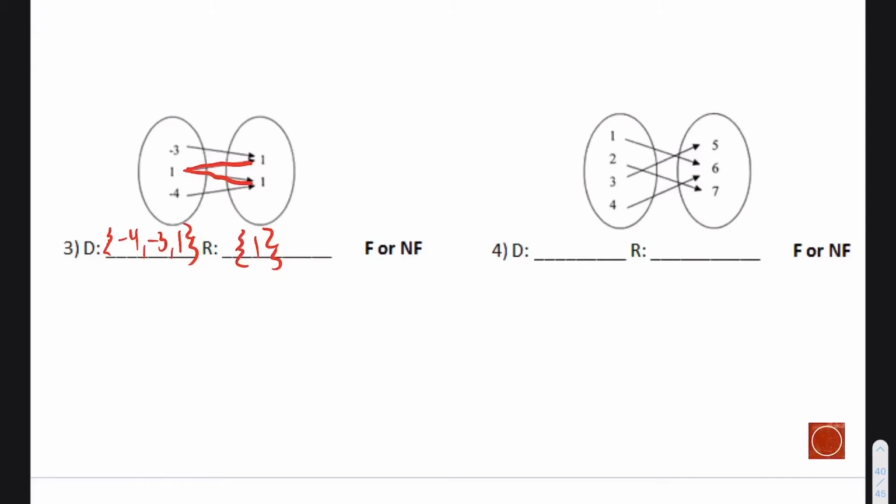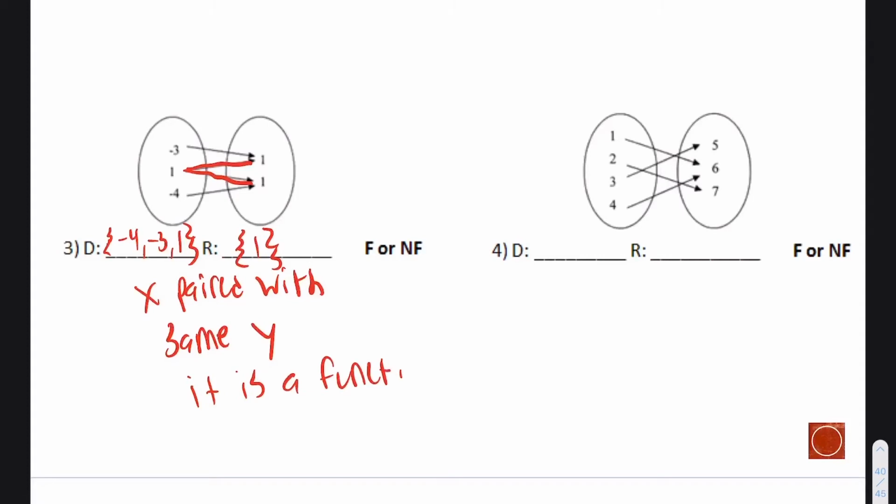So, since this is a function, it's saying that every x is paired with the number 1 for y. And if the x repeated, it gave the same answer, so that's okay.